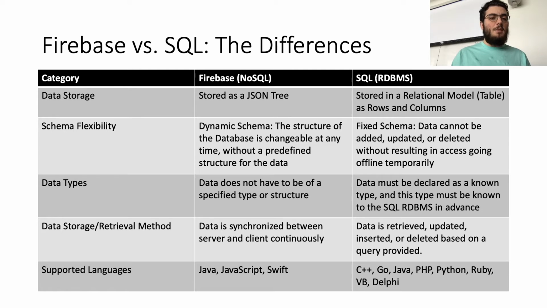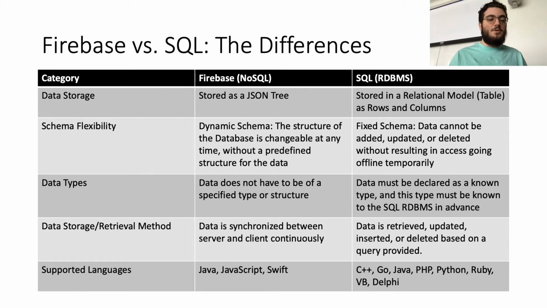The flexibility of the schema: Firebase employs a dynamic schema, which means the structure of the database is changeable at any time without a predefined structure for the data. So the data can be anything. You don't have to declare each column as a string, as a variable character. It can be any kind of data at any time. It doesn't matter. With traditional SQL, the database data cannot be added, updated, or deleted without resulting in access going offline temporarily, and the data must be declared as a specific type, as we see below. So the data in a NoSQL Firebase does not have to be of any kind of structure. With SQL, it has to be declared as a known type.